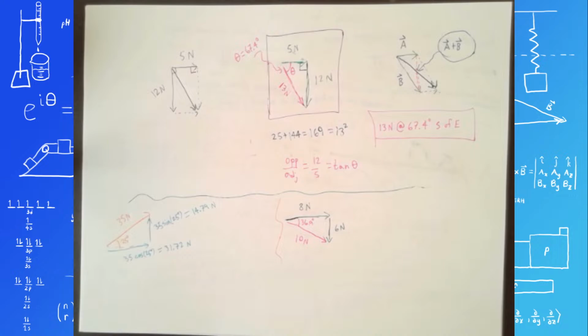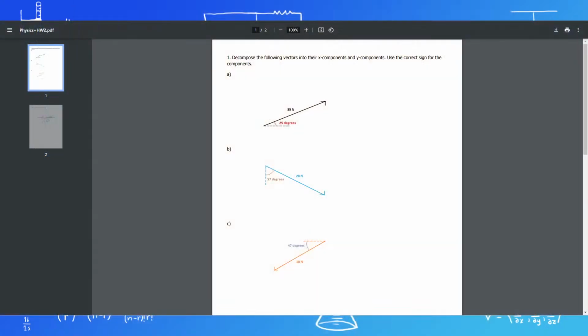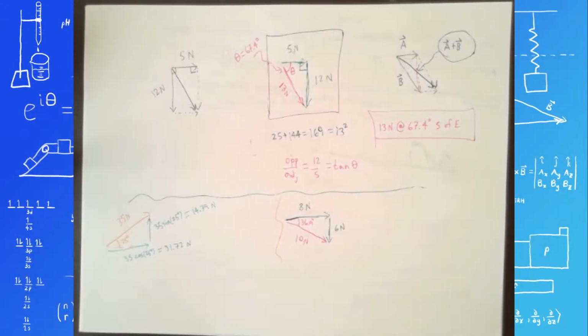And parts B and C are pretty much the same. If I flash back to B real quick, the twist with B is that the angle is given with the vertical. It's 28 newtons and it's 57 degrees with the vertical direction. So that might screw people up.